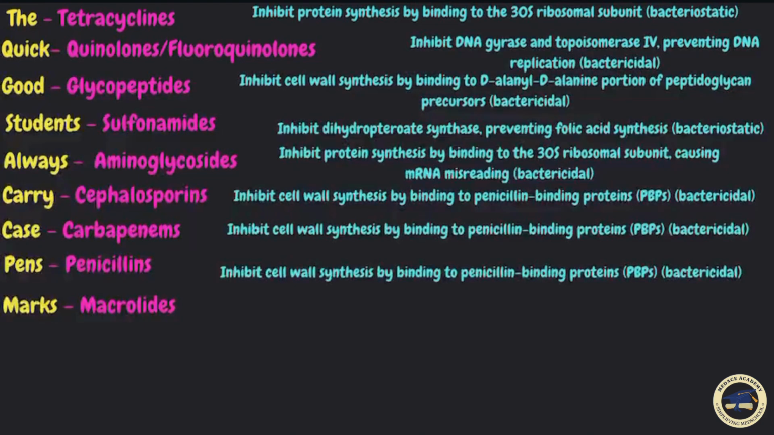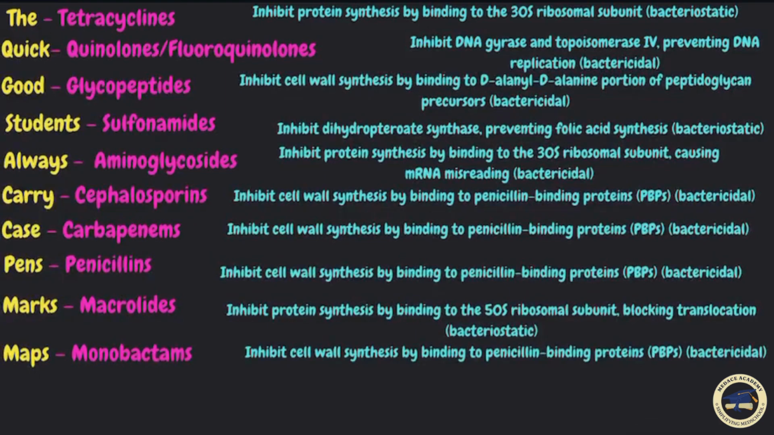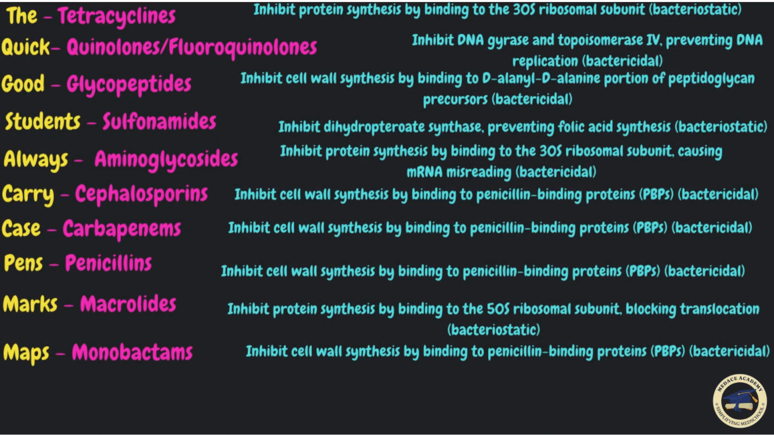The next class is that of macrolides. These will inhibit protein synthesis, this time not by binding to a 30S ribosomal subunit, but these are binding to the 50S ribosomal subunit. Then we have monobactams. Monobactams inhibit cell wall synthesis by binding to penicillin binding proteins.